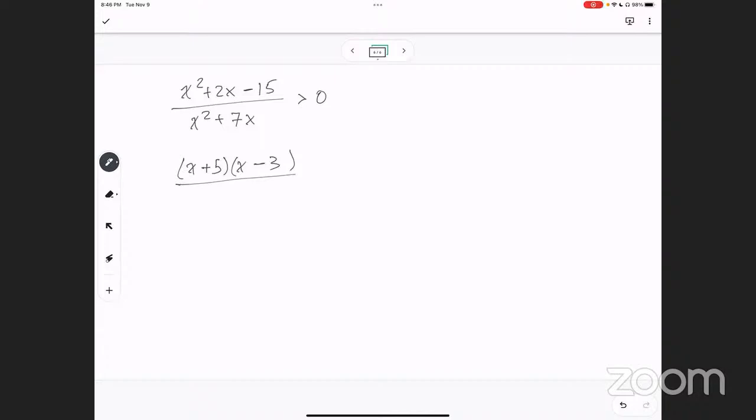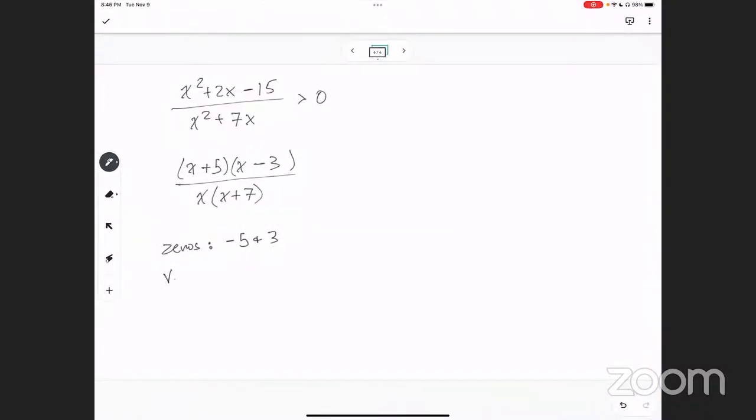7x, it would be. How about an x? X. It's just x that factors out. And what are you left with? X plus 7. Perfect. So what are my zeros? -7, -5, and 3. It's actually only -5 and 3 that are my zeros.